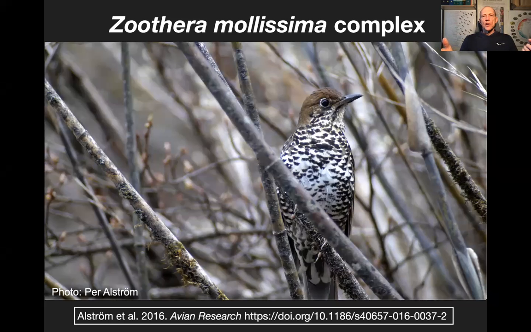So I will present a case study, namely the Zoothera mollissima species complex, the Plain-backed Thrush complex. And if you want more details, you can look at this paper, which we published a few years ago. It's an open access journal, so you can quite easily find that.